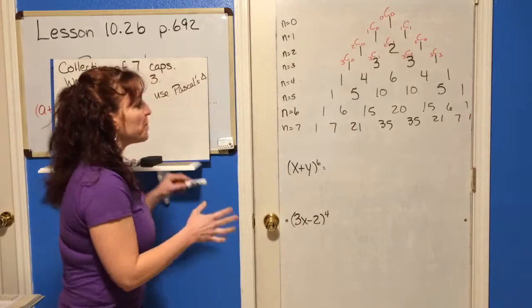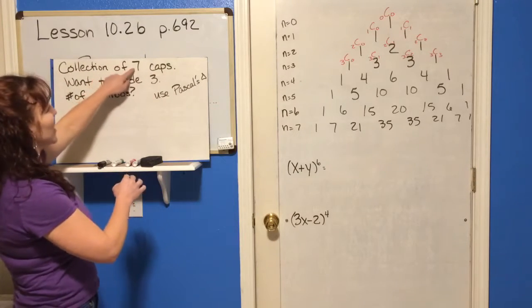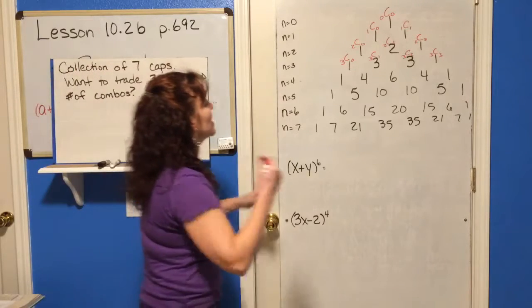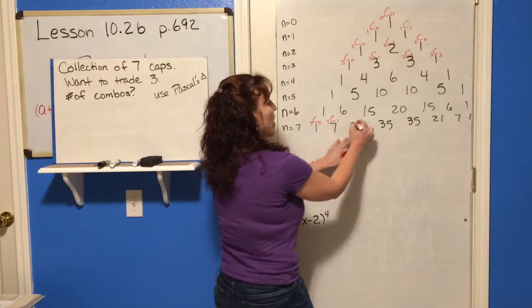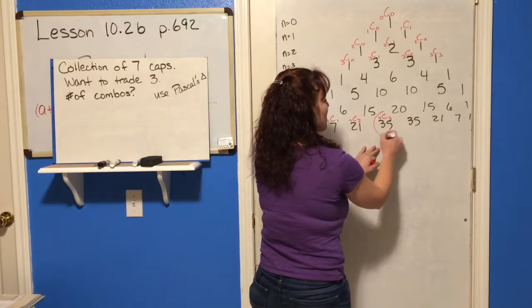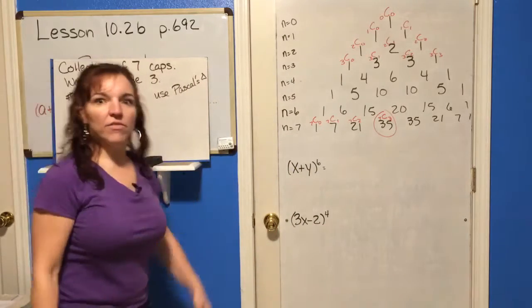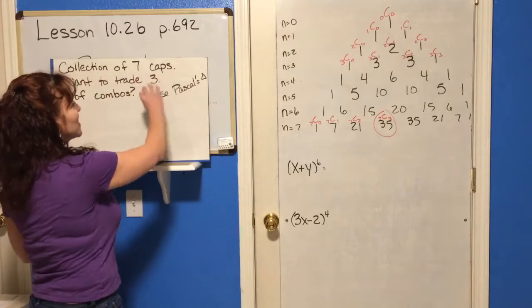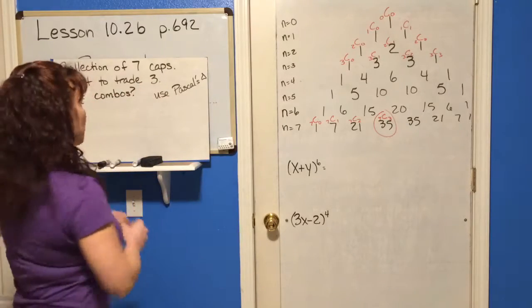All right, so if I want to know, I want to trade 3, so I want a collection of 7 caps taken 3 at a time. So now we look to see, this is the combination of 7 taken 0 at a time, combination of 7, 1, combination of 7, 2, aha, here it is, combination of 7 taken 3 at a time is 35. So the answer to that is simply 35. Easy. So we could have used that formula and taken 7 factorial over 7 minus 3 factorial times 3 factorial, and we would have gotten the same 35.